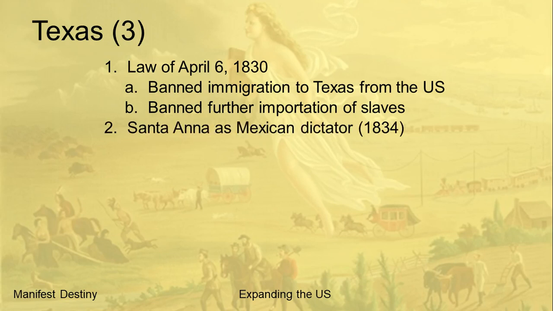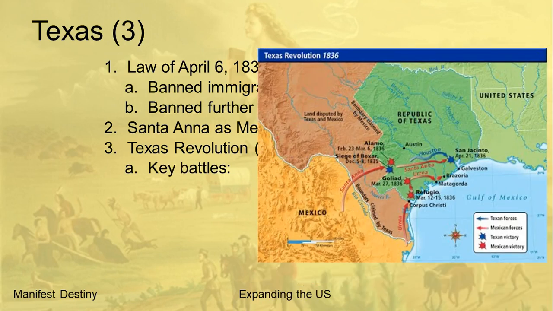In 1834, a man named Santa Anna had been elected president of Mexico. He was a hero in Mexico because he had helped defend against a Spanish invasion, but he became a dictator. He decided that Mexico was not ready for democracy and installed himself as dictator, and that, among some other things, is going to be one of the things that prompts Texas to rebel and the Texas Revolution of 1836. Okay?